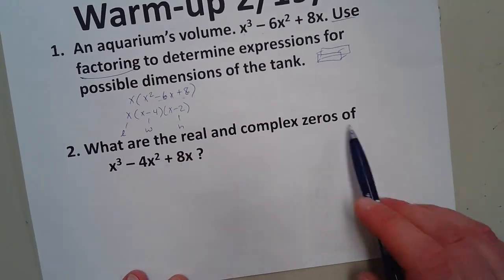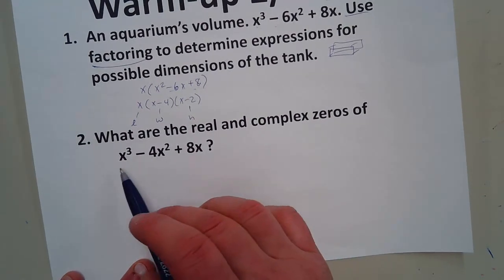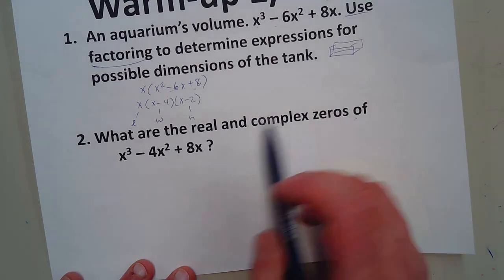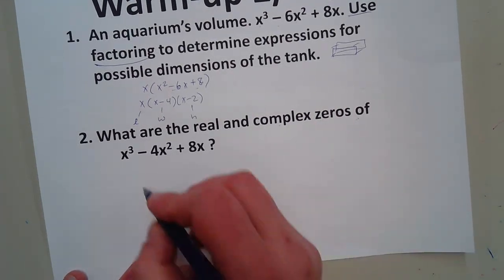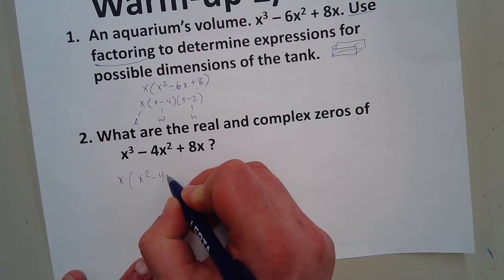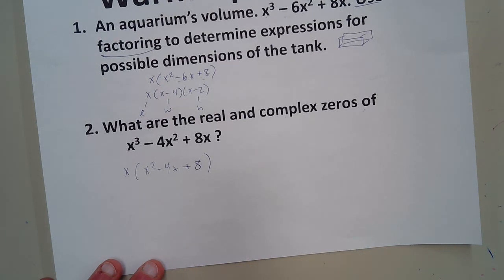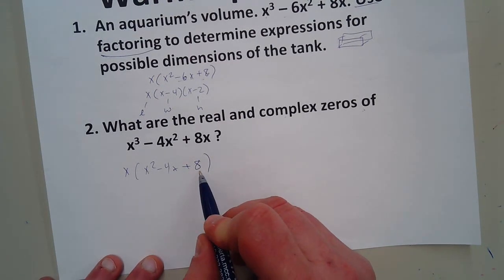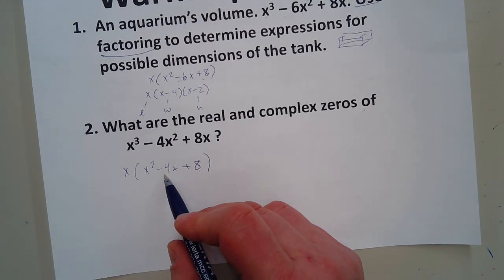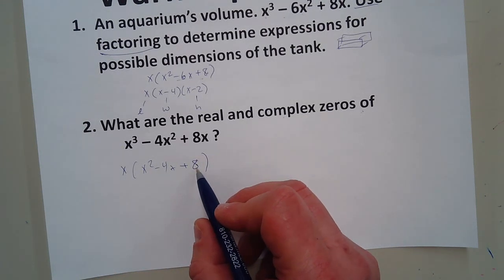This one says, what are the real and complex zeros of this? This is fairly similar. When we start this problem off, if we want to find the zeros, we want to factor it. So once again, I'm going to pull this GCF out, a lot like the previous problem, and that gets me to here. Now I'm going to ask, does 8 have any factors that add to negative 4? You can use 1 and 8. That's not going to work. You can use 2 and 4, and that isn't going to work in any way.